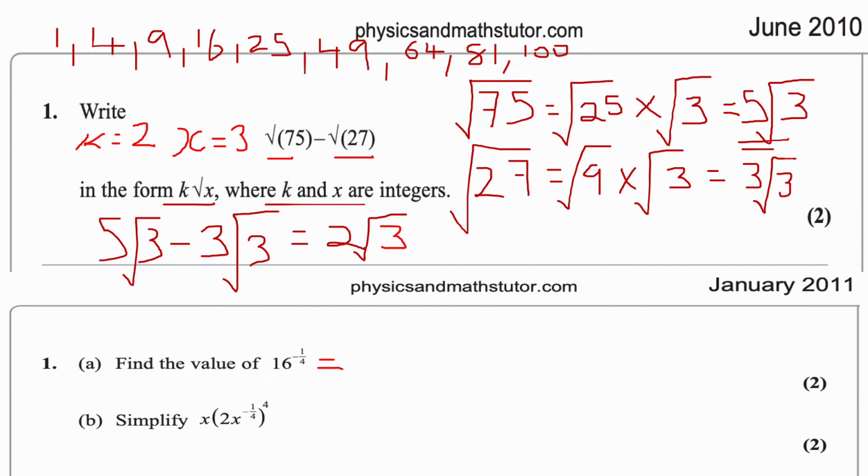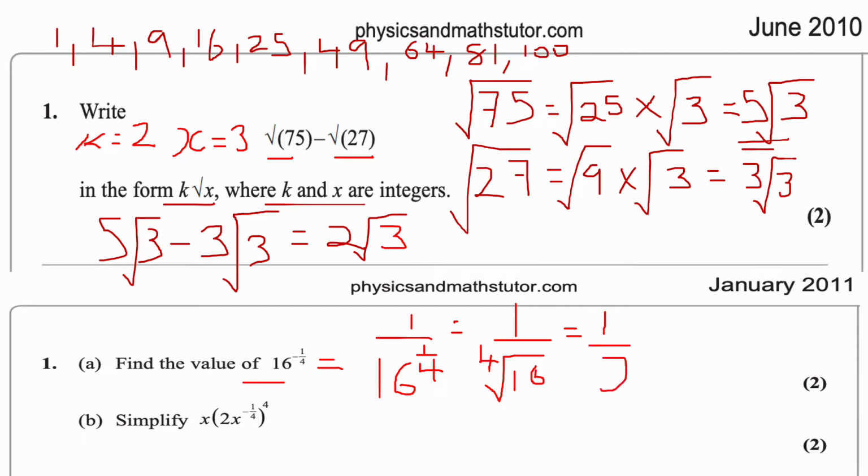Question number 1A from the January 11 paper. Find the value of 16 to the minus a quarter. So the minus is the reciprocal, so it's 1 over 16 to the power of a quarter. Power of a quarter just means the fourth root of 16. So it's 1 over the fourth root of 16. Now the fourth root of 16 is equal to 2, because 2 times 2 times 2 times 2 gives us 16, guys. So the answer to that question is a half, or 0.5.